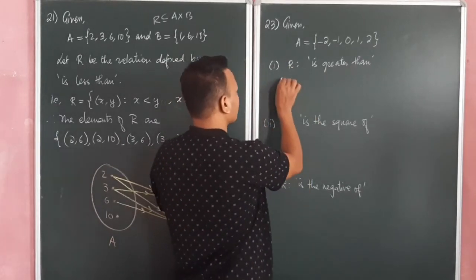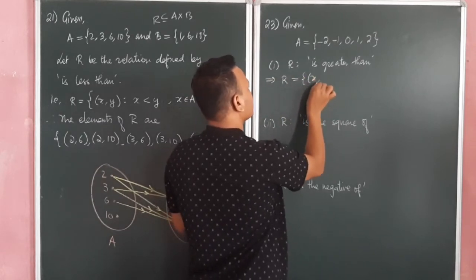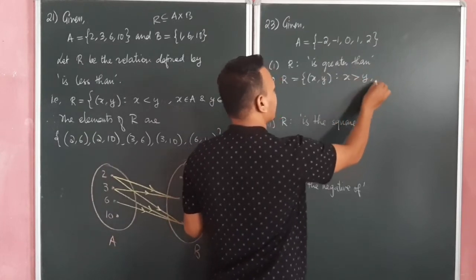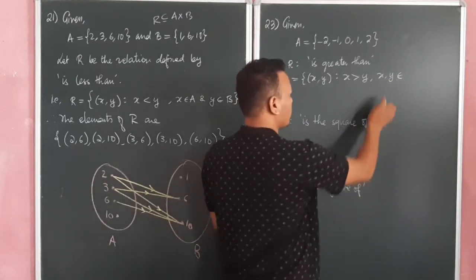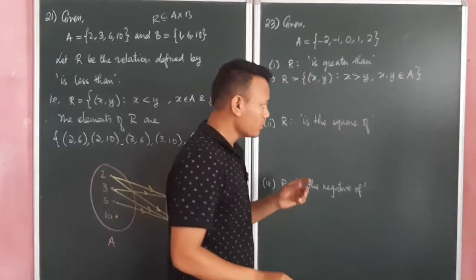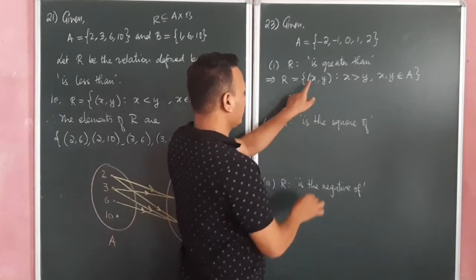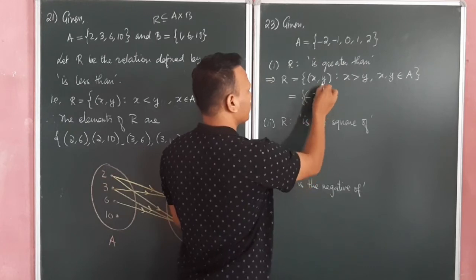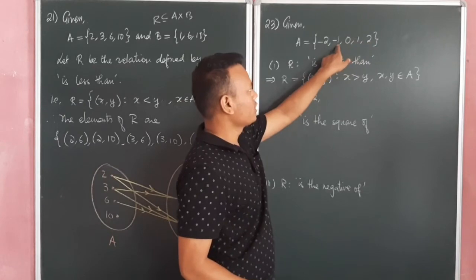That means R is a set with elements x comma y such that x is greater than y. Since the relation is defined on A, both x and y should come from A. Let us see what the elements are here. If I choose one element x to be minus 2, the numbers greater than minus 2 are all these, isn't it? So minus 1 is also greater.